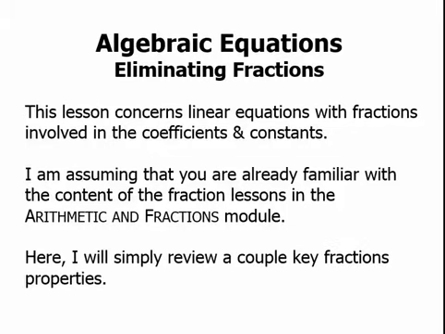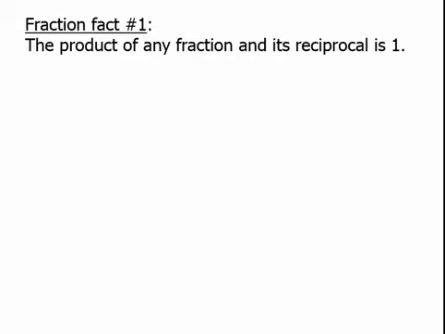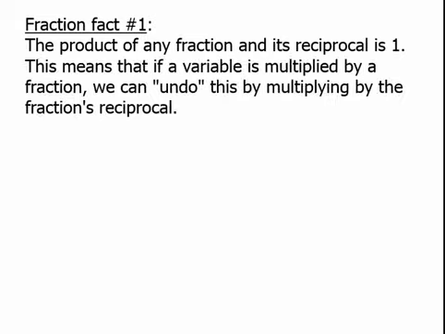Here I'm just going to do a brief review of a couple key facts. So fact number 1, the product of any fraction and its reciprocal is 1. This means that if a variable is multiplied by a fraction, we can undo this by multiplying by the fraction's reciprocal. So that's really important. If we want to isolate x and x is times a fraction, all we have to do is multiply by the reciprocal.